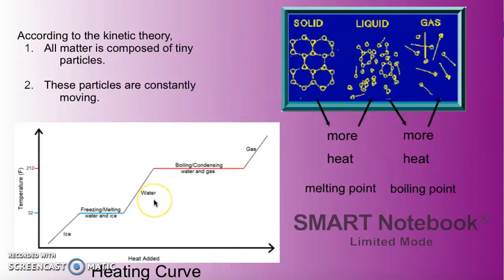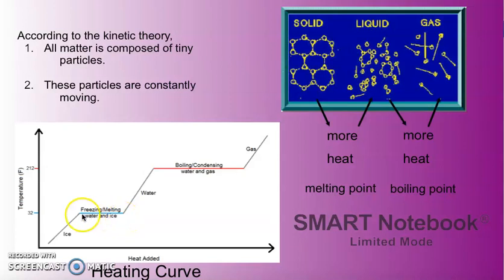This is a heating curve for water. At the bottom you have the amount of heat added, and that's going to be constant. And then you have the temperature. On this heating curve, you can see a constant amount of heat is being added. This is just like constant speed on a distance-time graph. This diagonal line means a constant amount of heat is being added.